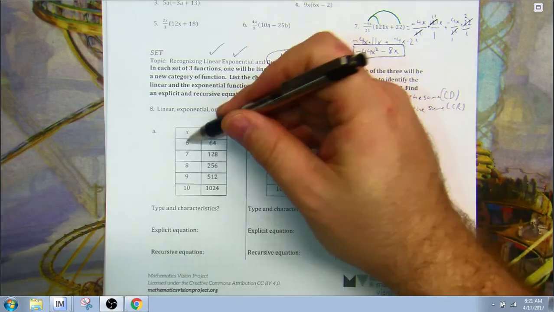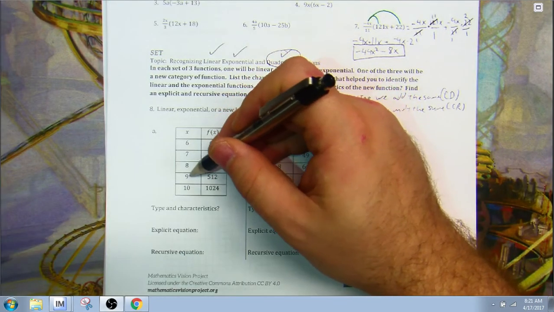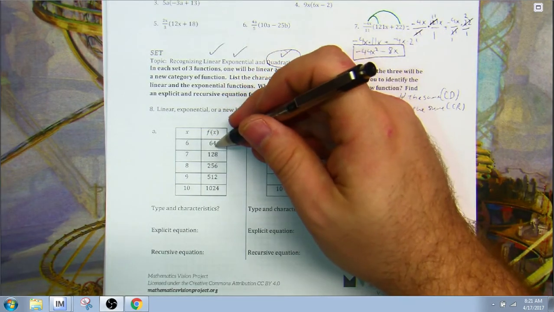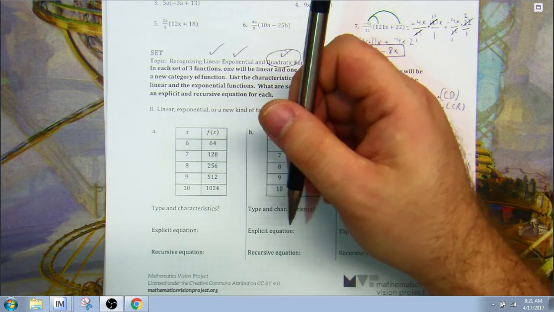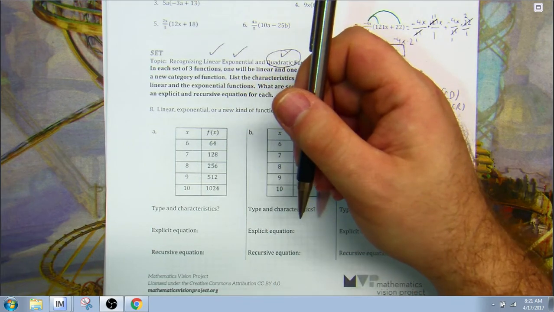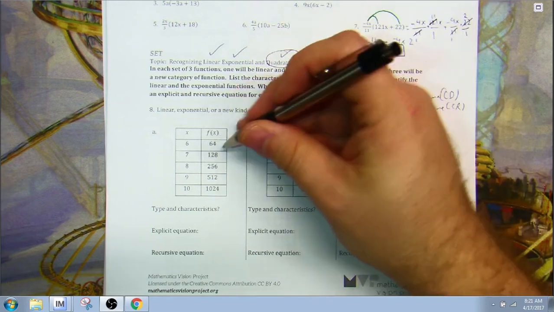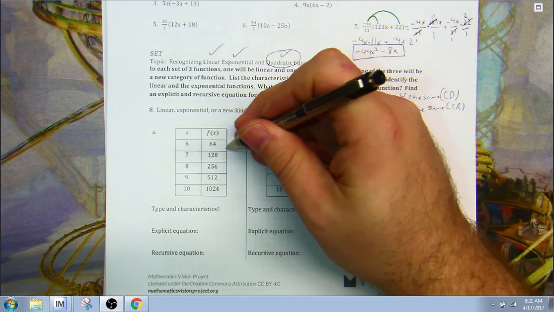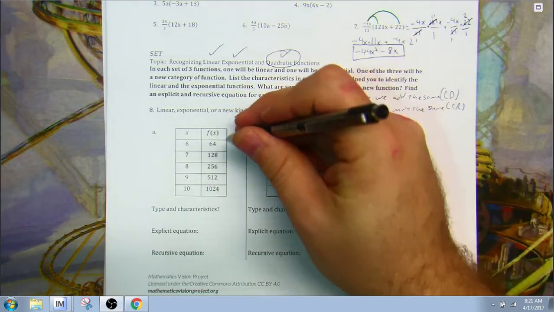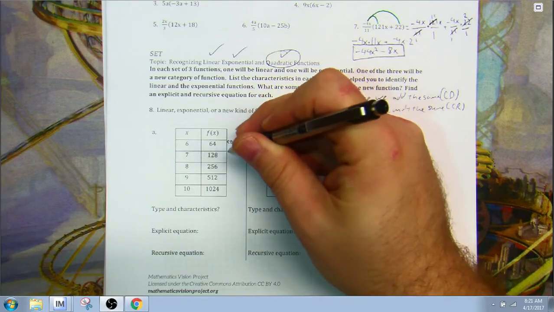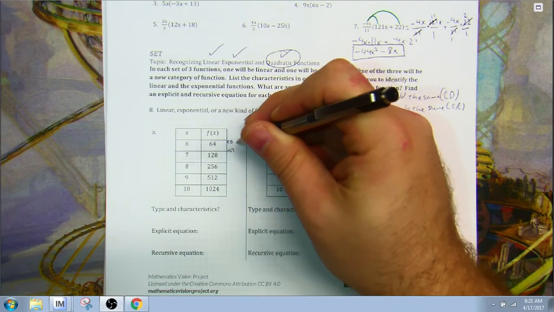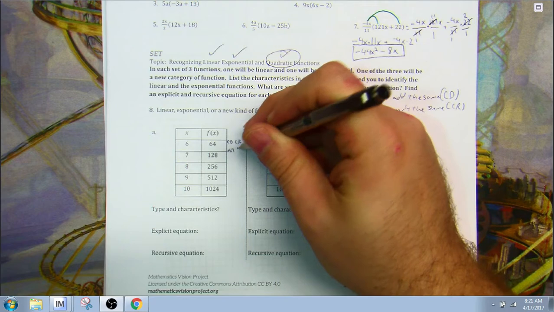When we start, we see that our x's are going up by 1 each step. And now we need to figure out whether we're adding the same number, multiplying the same number, or if something else is happening. So when I look for 64 to 128, I know that if this were a common difference, it would be plus 64. If it were a common ratio, it would be times 2.